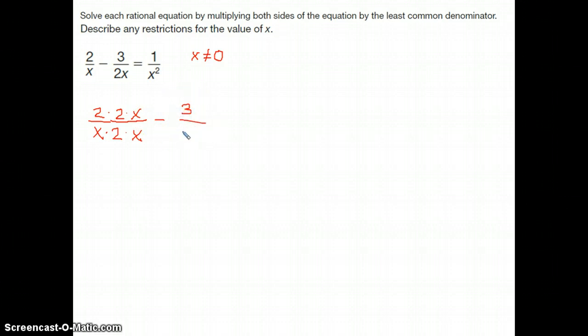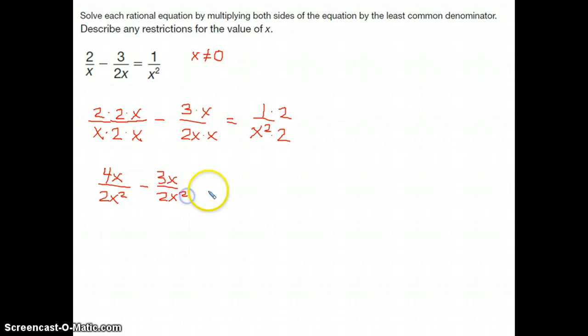For my middle fraction, it already has a 2, it already has an x, it needs another x, so the top needs another x. And the fraction on the right already has an x squared, so it needs to be multiplied by 2 on both the top and the bottom. So if I simplify my equation, I have 4x over 2x squared, plus 3x over 2x squared, equals 2 over 2x squared.